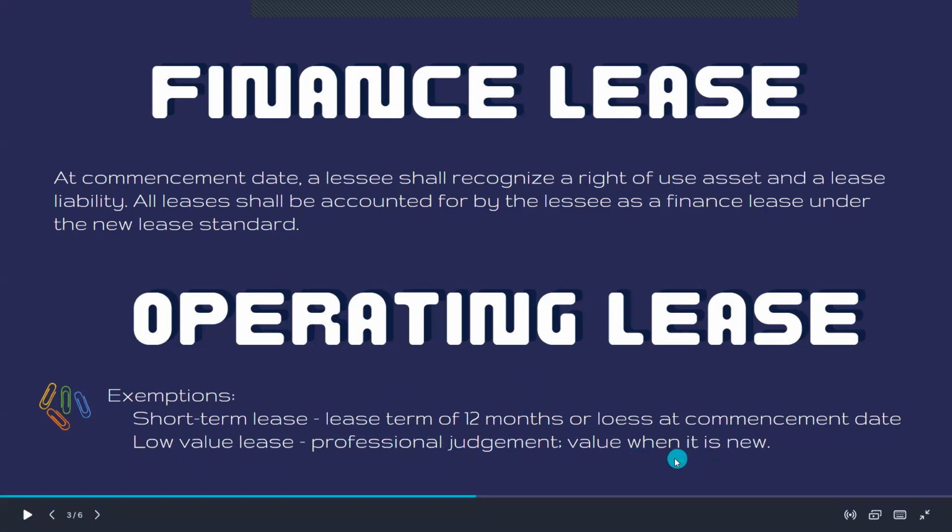Pero take note na dapat ang titignan mo is value when it is new. For example, you rented out a building and it is already fully depreciated. So, halos wala na siyang value ngayon. Sira-sira na siya, pangit na siya. Let's say gano'n. So, masasabi ba nating low value siya? No. Kasi, kapag bago siya, so ang bagong building, laging mahal, di ba? So, i-consider mo daw siya as hindi low value na lease. Okay, so anong pinagkaiba ni operating lease kay finance lease? Si operating lease, nagre-recognize ng rent expense kapag nagbabayad siya. Si finance lease, nagre-recognize ng ROU asset and lease liability.